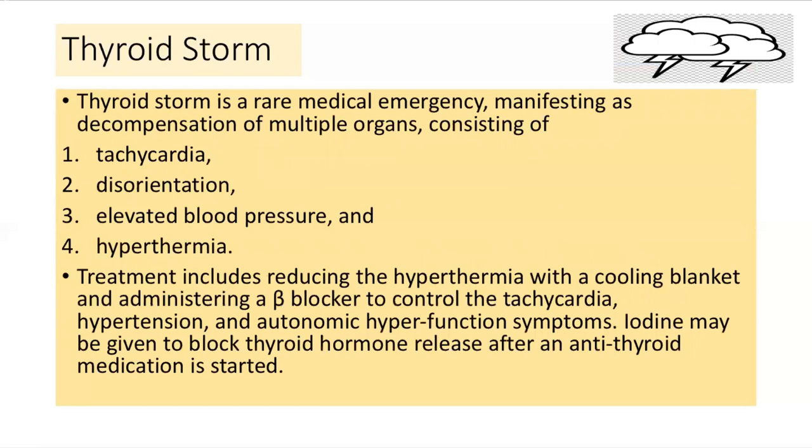في حاجة اسمها thyroid storm, which is a rare medical emergency manifesting as decompensation of multiple organs consisting of tachycardia, disorientation, elevated blood pressure, and hyperthermia. نعالج العيانين دول ازاي؟ reducing hyperthermia with a cooling blanket، وندي beta blocker to control التاكيكارديا، وممكن ندي iodine to block the thyroid hormone release after anti-thyroid medication is started.